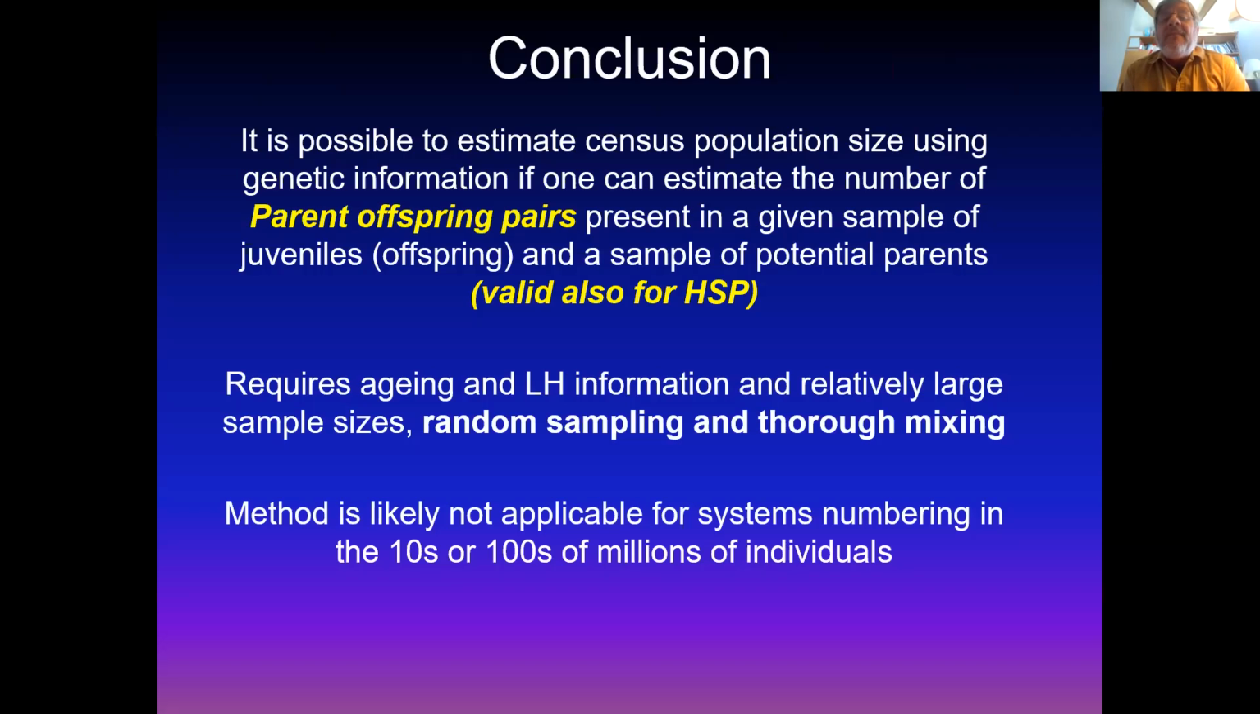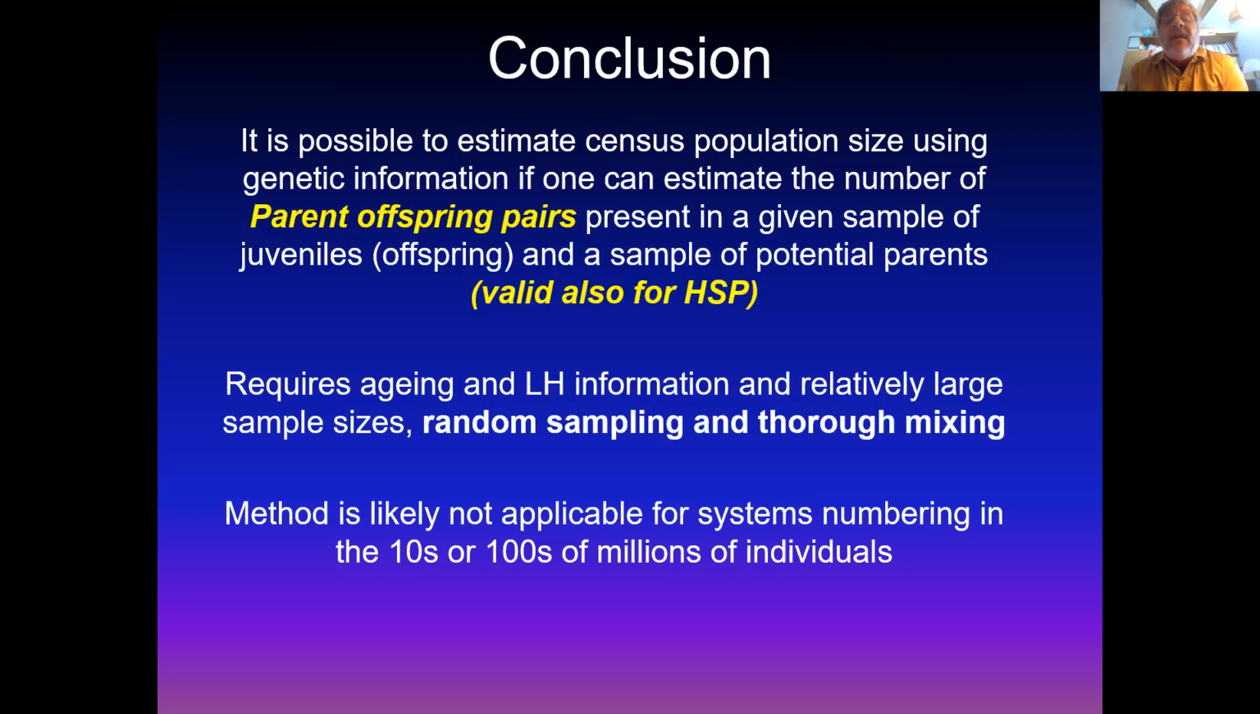Certainly if the fecundity changes drastically with age, you have to have some life history information and relatively large sample sizes. And written here in bold, two assumptions that cannot be violated: the sampling has to be random and the individuals have to be well mixed. Now there are some limitations for these systems given the relatively high sampling effort required.